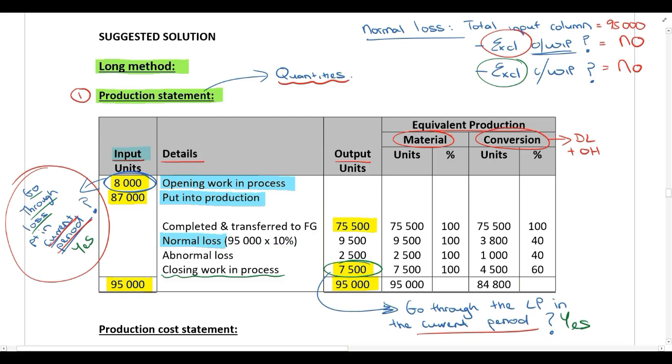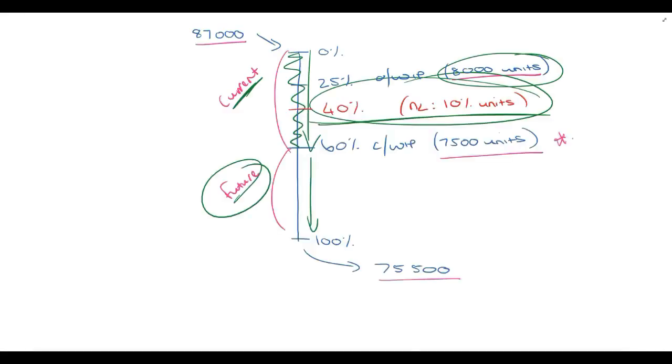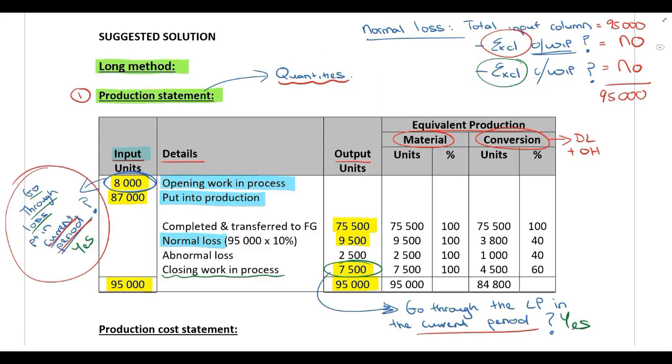So look at the calculation. Very simple. That's the most difficult thing. Everything else is so much more simple after this, guys. Because we don't exclude anything, we're sitting here with a subtotal of 95,000 units. What is my normal loss? It's 10% of the units that go through the loss point. So it is going to be 9,500 units. And very easy, your abnormal loss is always just your balancing figure so that this reconciles. So that's my balancing figure.